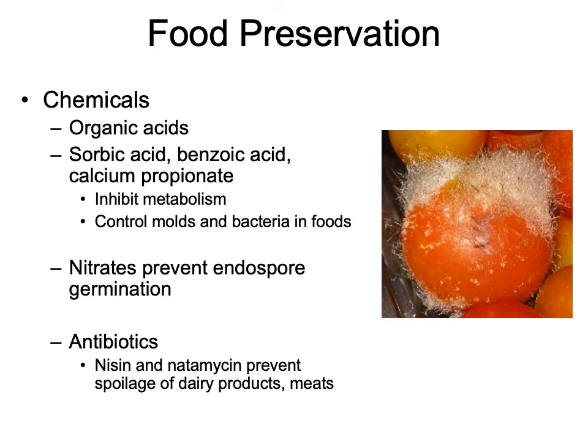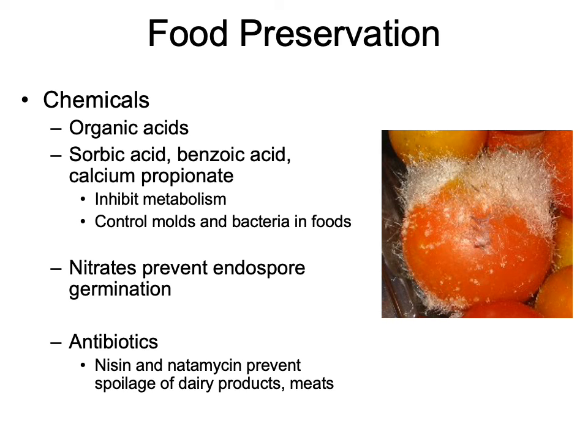In addition to radiation, chemicals are added to food for food preservation, to protect us from food spoilage, to control the growth of molds, to control the growth of bacteria in our foods.